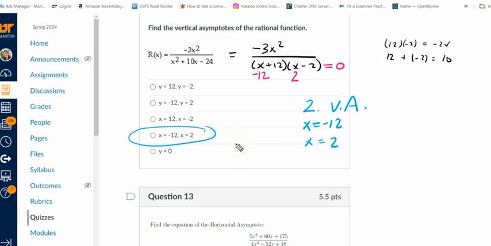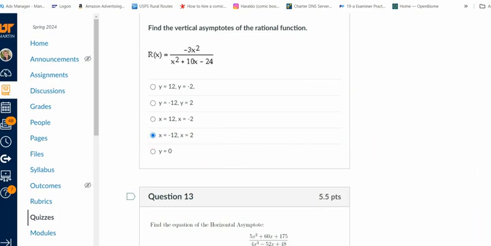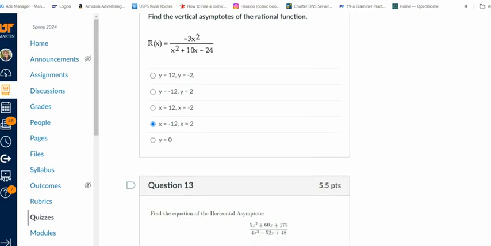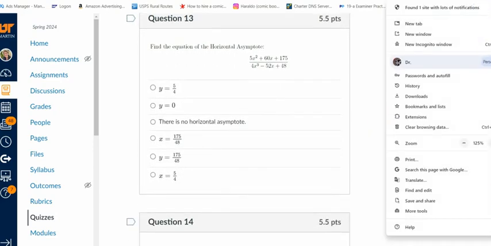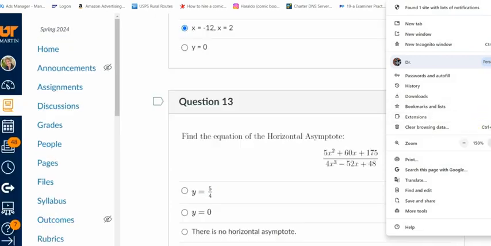All right, it's going to be that one there. All right, find the equation of the horizontal asymptote. Let me make this a little bit bigger.